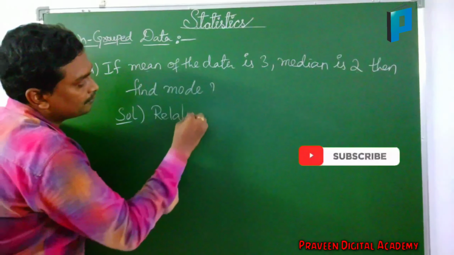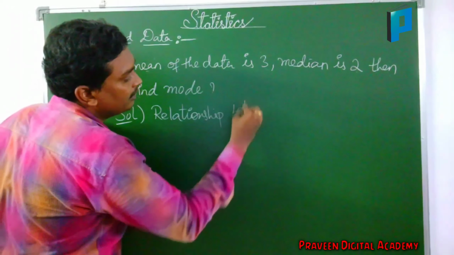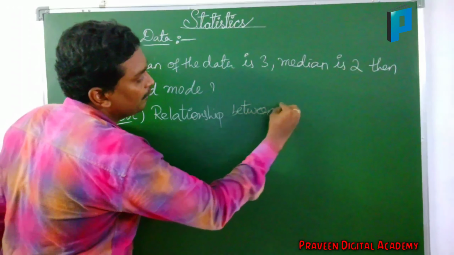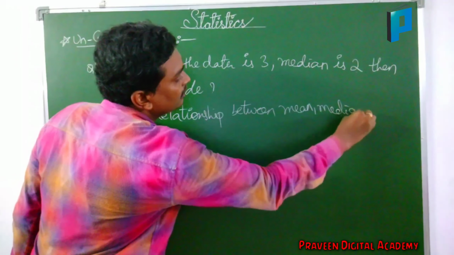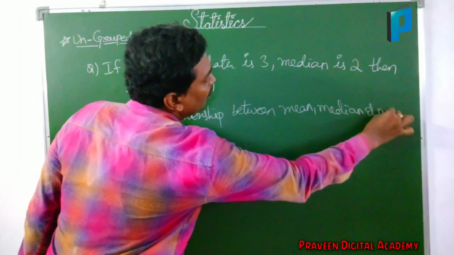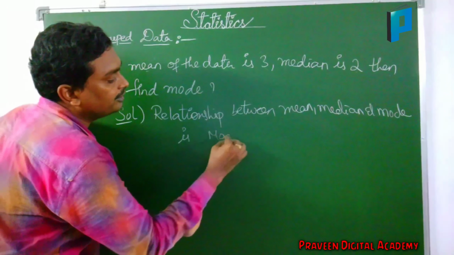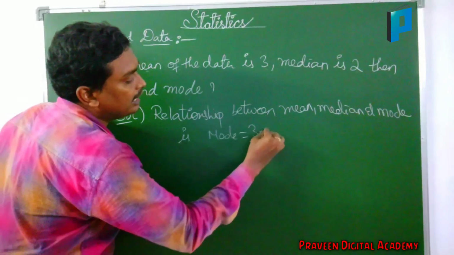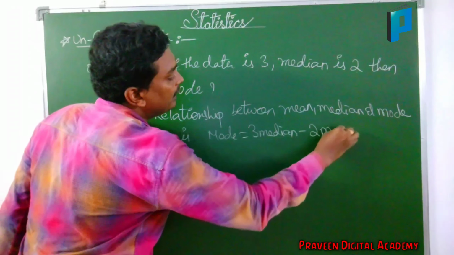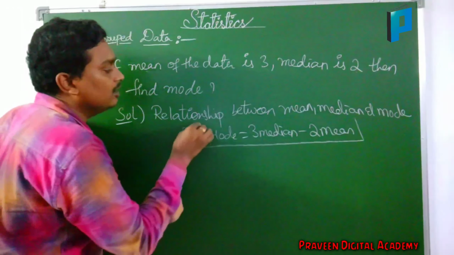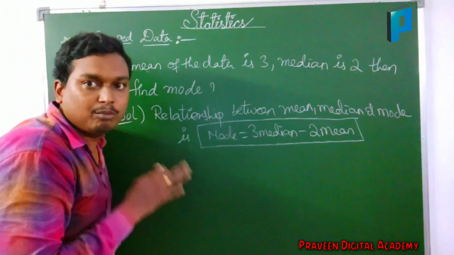The relationship between mean, median and mode is: mode is equal to 3 median minus 2 mean. This is the relation we have to use whenever we know mean, median, mode.